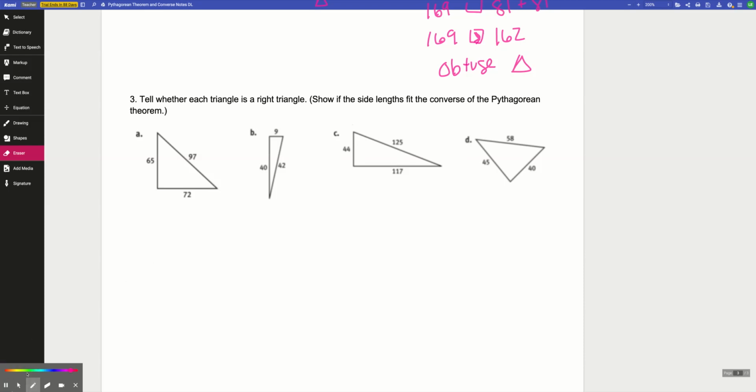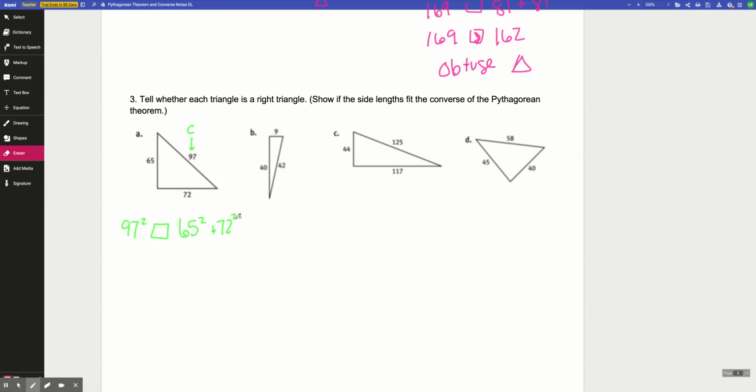Okay, so the most important thing for me to identify is the longest side, which is, in this case, this one, 97. Right? So that's my C value. So I have 97 squared. I'm going to put a box because I'm not exactly sure what goes there yet. And then I have 65 squared plus 72 squared.